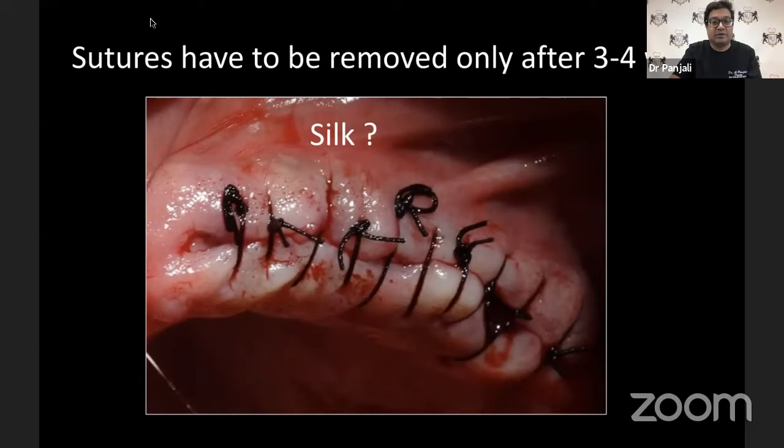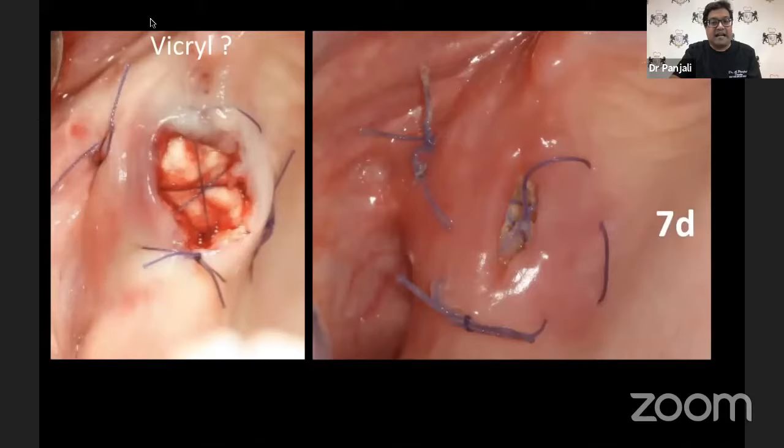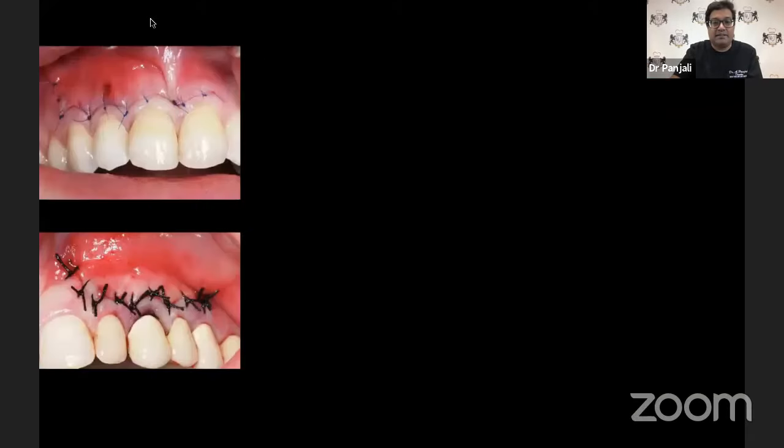You have these silk sutures, okay? This is Vicryl after 7 days. This is silk after 14 days. This is horrible. This will ruin everything around what you have done. So please try not to use silk sutures, all right? Try to use monofilament sutures that are clean, neat, and tidy. Bacteria doesn't cling onto them. They are so easy to manage.